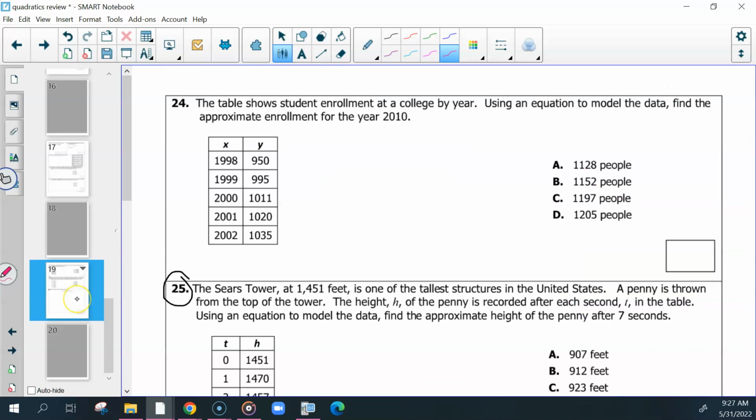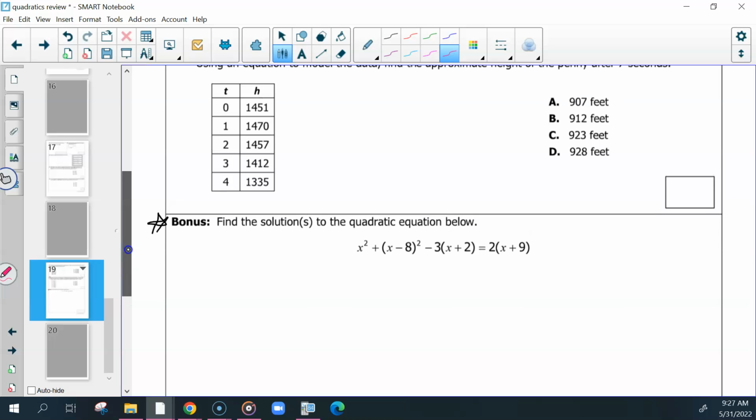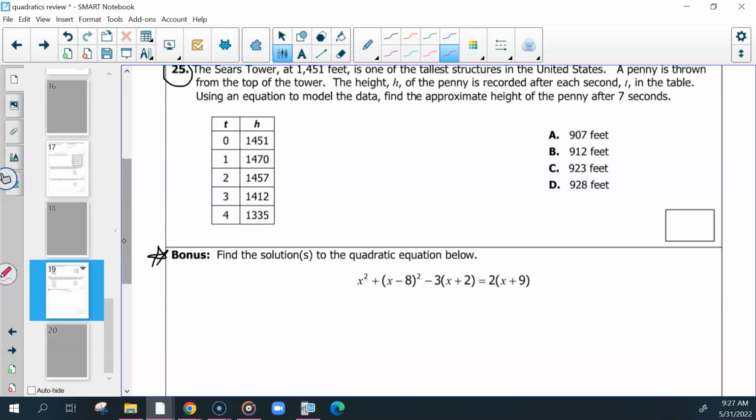I'm going to do one more quadratic regression on the last page. This bonus question is strictly if you want to try it. There will not be one left out on the test. Yes. I did this one, I tried it. I got answer B, but I don't know if I did it correctly.